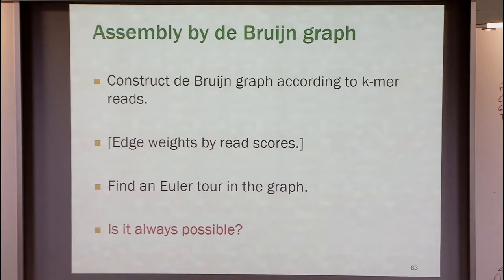Okay, so how do we do assembly by the de Bruijn graphs? We look at the reads. We have the set of K-mers that appear in the reads. We can construct the de Bruijn graph and have the edges represent the K-mers. Then we can perform an Euler tour and find the sequence that connects all of these K-mers together. Now, is it always possible? Not necessarily. It depends on the set of K-mers that we have in the data.